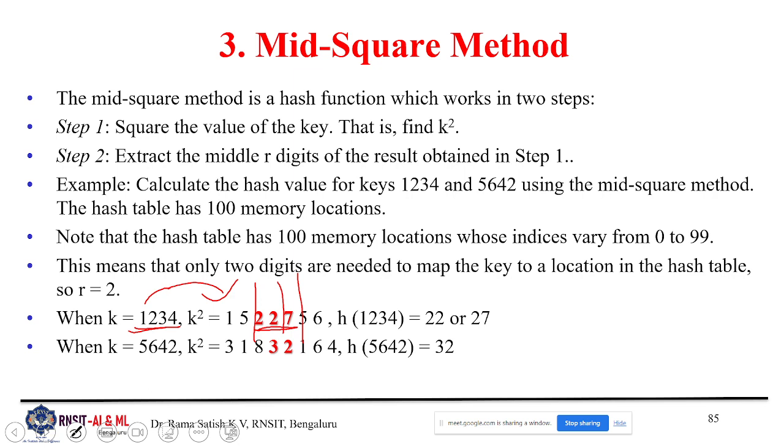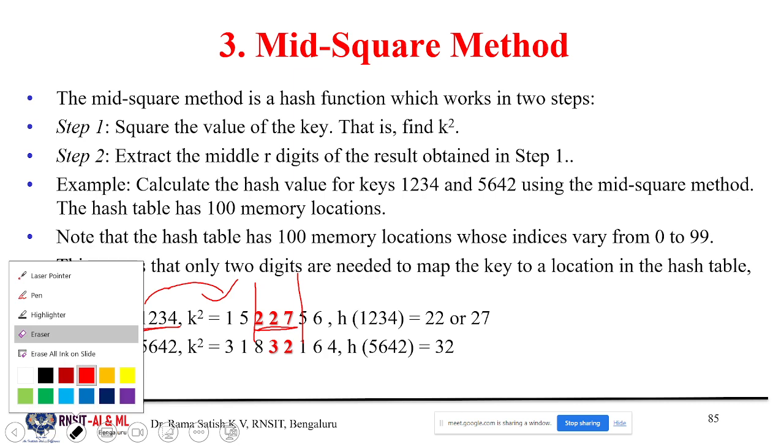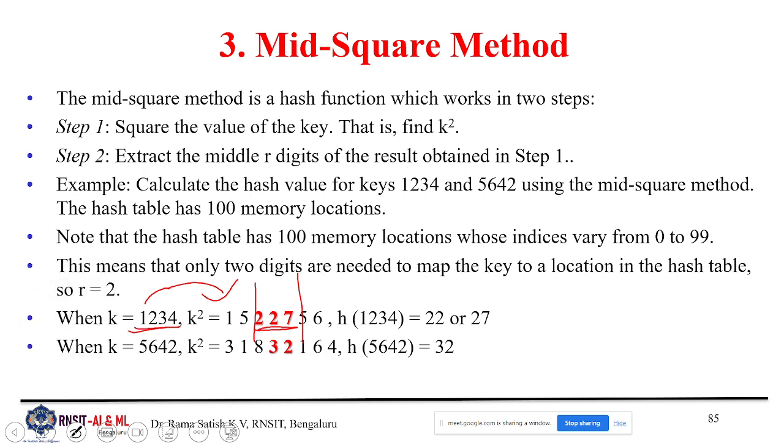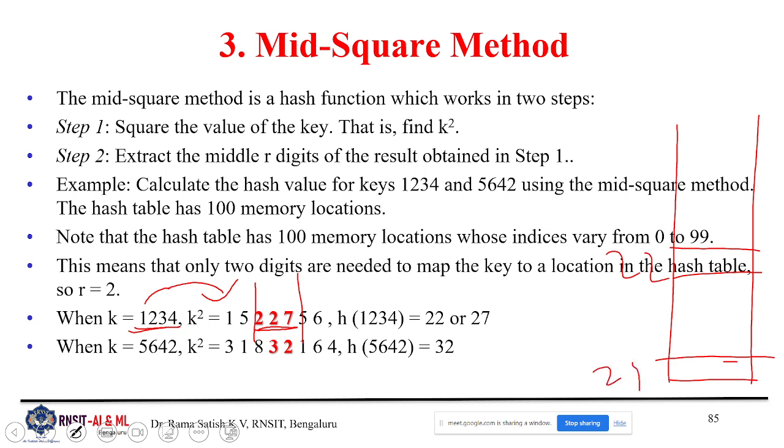I just take the eraser and erase it. Yeah, this is the 2 to 7. So either the middle value is 22 or 27, so it will be stored either in 22 or 27. So in 27, the value 1234 is stored. This is called the mid-square method.